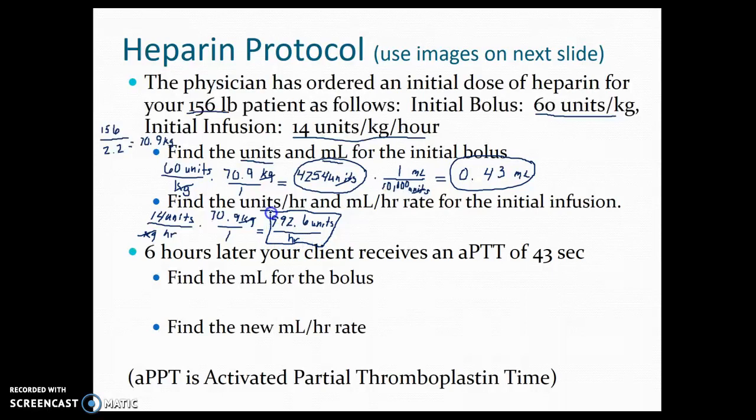Now I should always be double checking my protocol at this point to make sure I don't exceed the maximum. I also need to check my labels so that I can convert to milliliters per hour. So let's take a look.